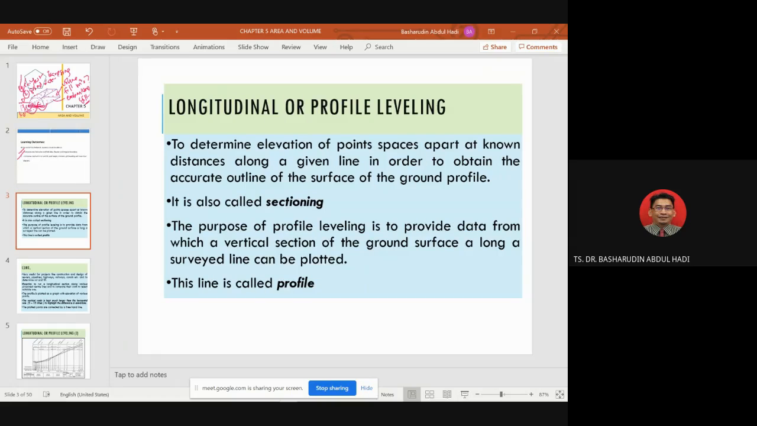So we got it, longitudinal profile leveling. This one is very essential, because as a civil engineer, you must understand how to read what we call longitudinal profile leveling. Okay. Number one, what is longitudinal or profile leveling?